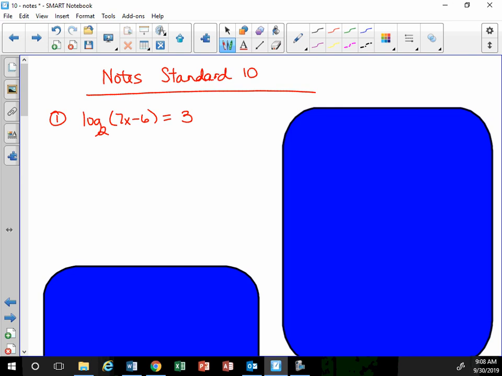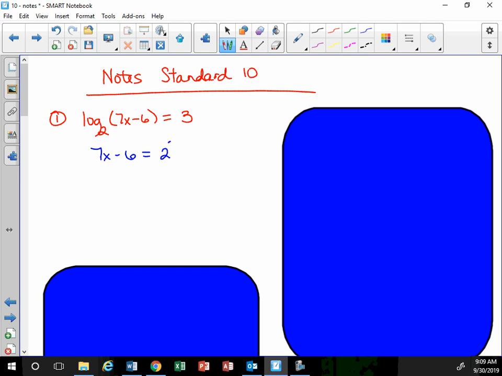All right, guys, so we've got log base 2 of 7x minus 6 equals 3. This is one where, do you guys see how it's just a log on one side and a number on the other, right? That's when it's easiest to just rewrite it as an exponential equation. So what would your exponential equation be? Yeah, what do you think? 7x minus 6 equals 2 to the 3rd. Yes, 7x minus 6 equals 2 to the 3rd.